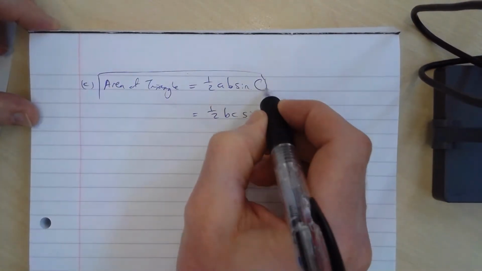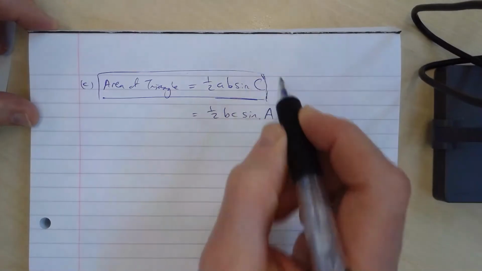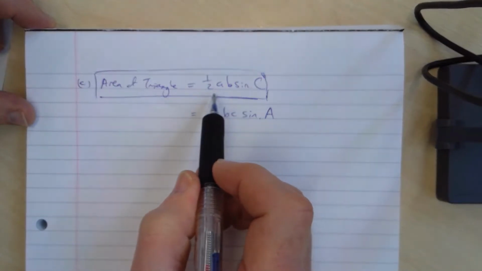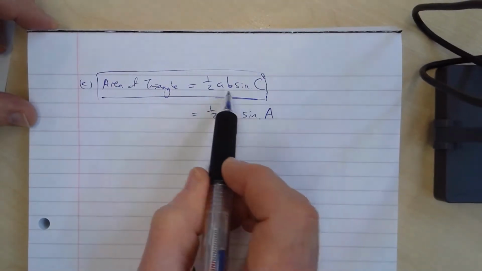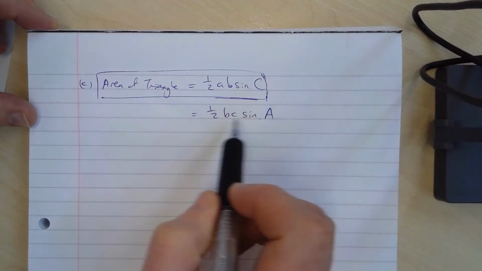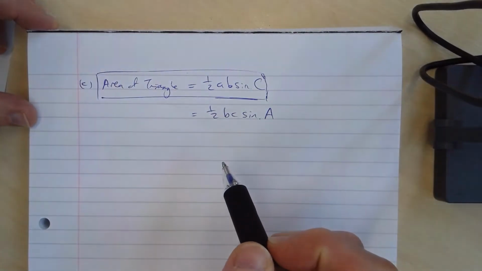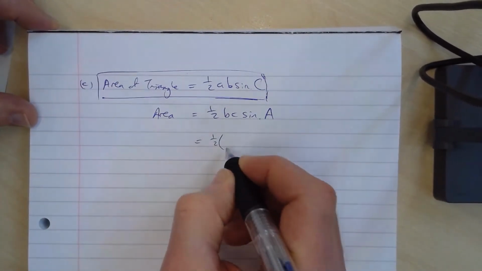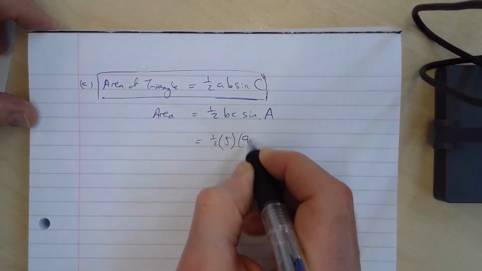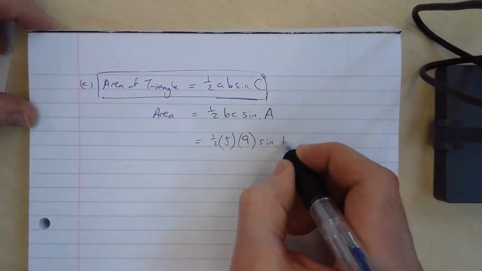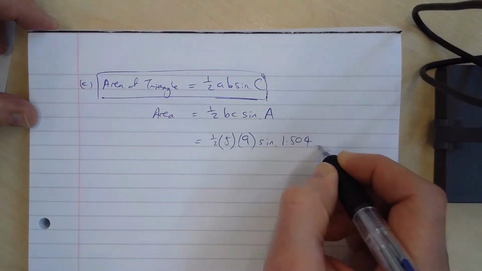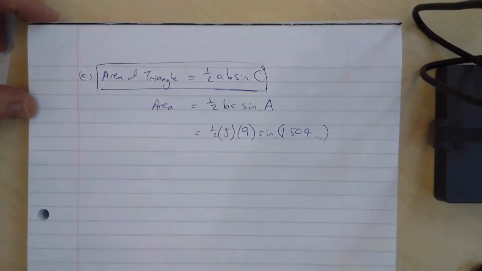I'm just going to put that one in bold there for you, because that's a formula that you need to learn. That's usually the version of it that people learn, half AB sine C, and then you've just got to be a bit savvy, depending on which angle you're using, as to which letters you use and where they are. So for us, it's half BC sine A. Length B is 5, length C is 9, and our angle is 1.504 radians. Strictly speaking, if you had the full calculator value, that would be helpful.